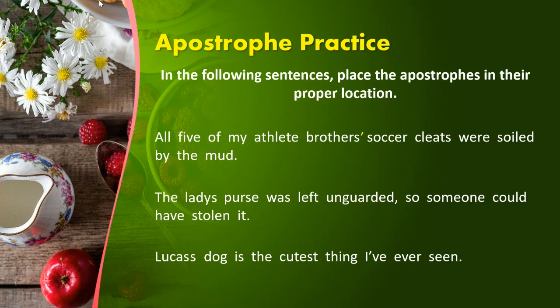In this first example, the apostrophe goes after the S in brothers because the soccer cleats belong to multiple brothers, hence why the apostrophe is called a possessive. In the second example, the apostrophe goes between lady and the S because lady is singular, and the purse belongs to the lady. In the final example, the apostrophe goes between the two S's in Lucas because the dog belongs to Lucas.